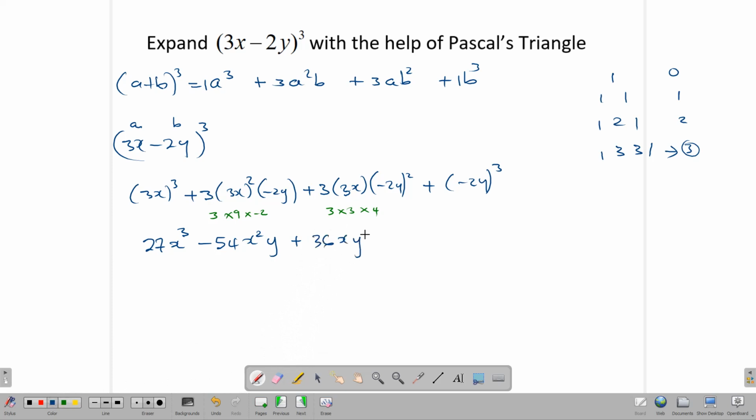x y squared. And then for our final term, we have negative 2 times negative 2 times negative 2. That's negative 2 to the third, which means negative 2 times negative 2 times negative 2. And that, of course, is negative 8. And so we can simply write it down as minus 8y to the third. Now, as you can appreciate, this is a lot easier to do rather than going through the process of multiplying a times b times a times b times a times b, or in our case, multiplying 3x minus 2y times 3x minus 2y times 3x minus 2y.